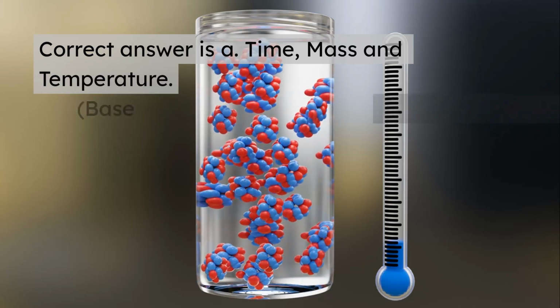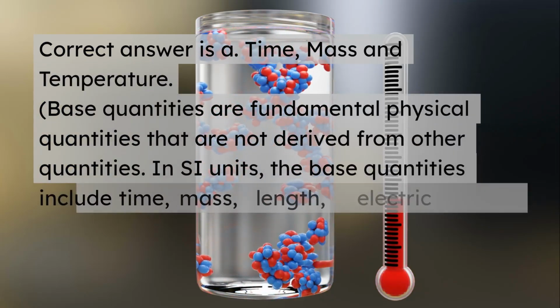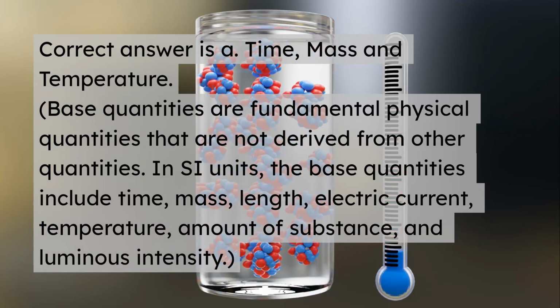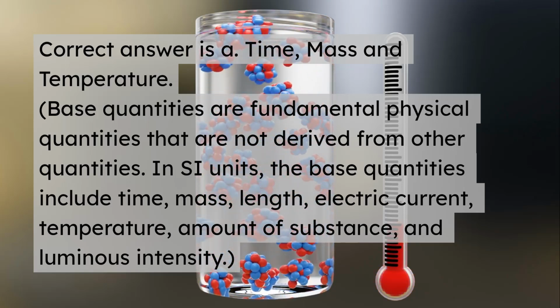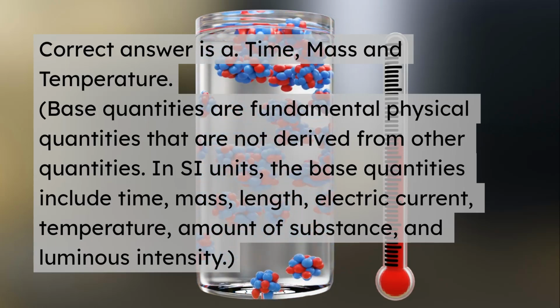Correct answer is A. Time, mass and temperature. Base quantities are fundamental physical quantities that are not derived from other quantities. In SI units, the base quantities include time, mass, length, electric current, temperature, amount of substance, and luminous intensity.